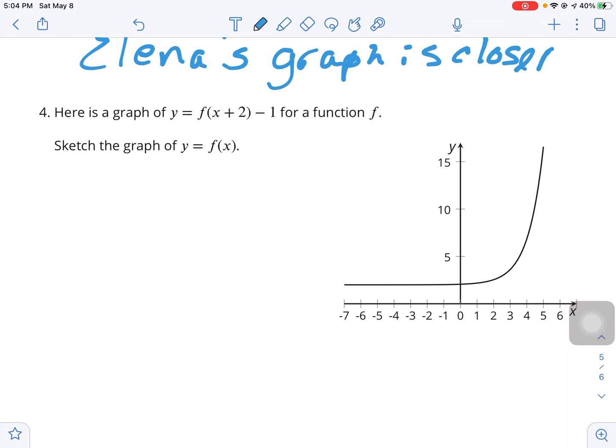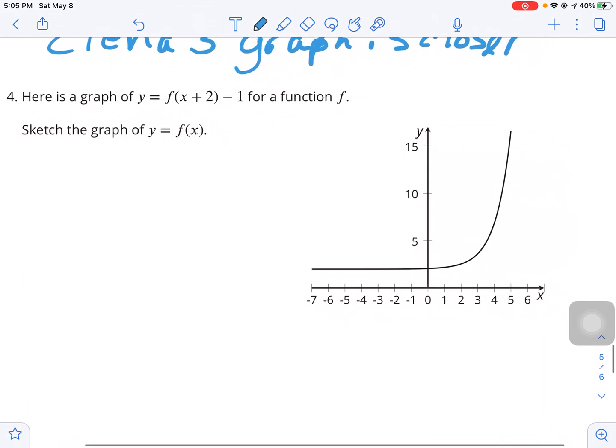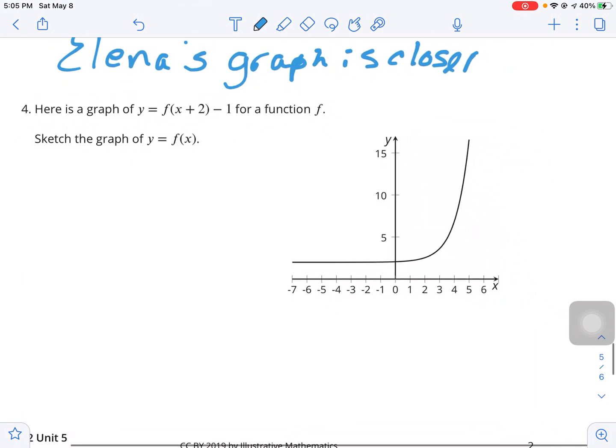Number 4 here. Here's a graph of y is equal to f of x plus 2 minus 1 for a function f. So we want to sketch the graph of f. So minus 1 means that it was dropped down 1, and plus 2 means that it was moved to the left 2 units. So we want to take this graph and bring it up 1 and move it to the right to get the original graph.